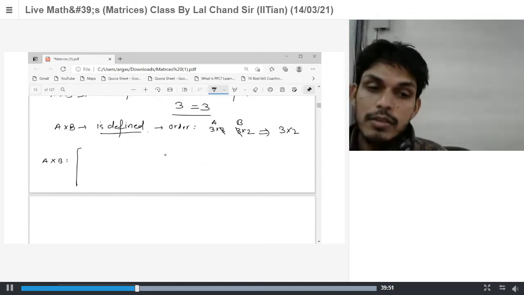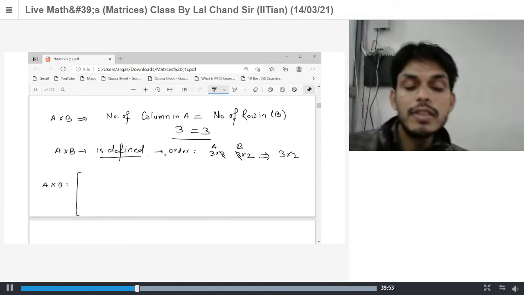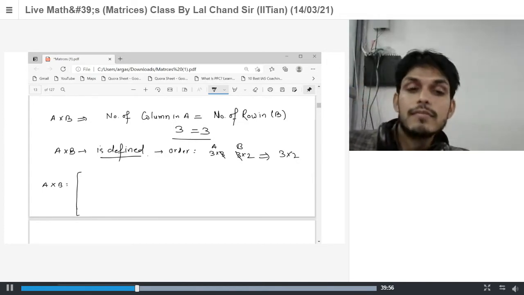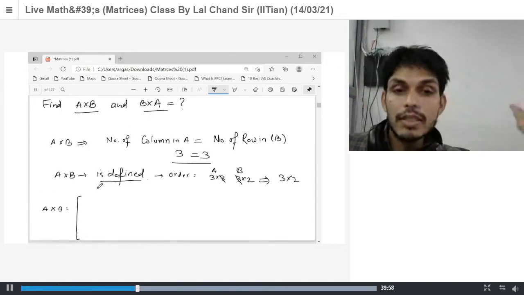So if I write the first element, how are we going to write the first element here? That is R1 C1. So this is R1.